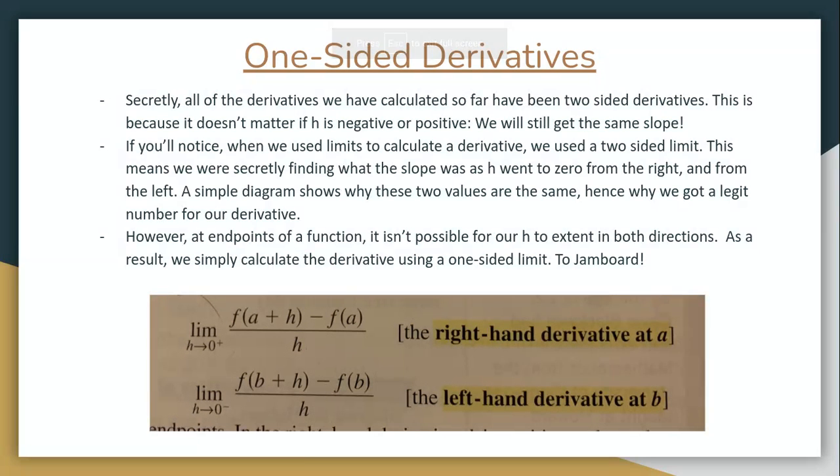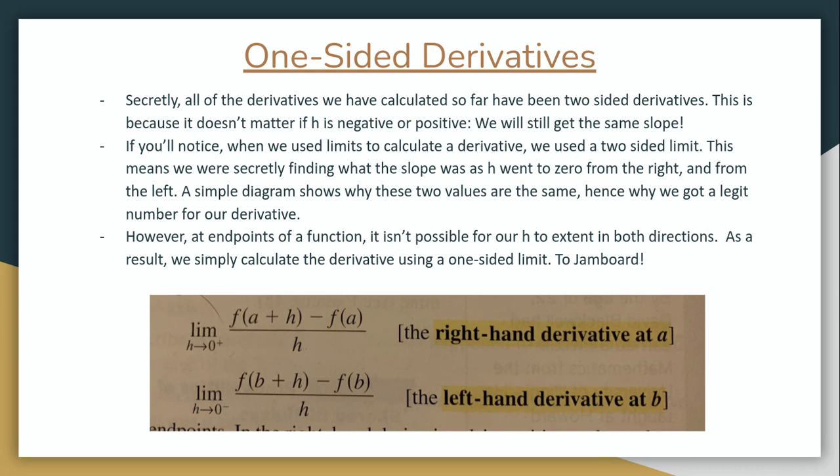This slide here also goes on to explain why the derivatives we've been tackling so far have been two-sided derivatives. It says secretly all the derivatives we have calculated so far have been two-sided derivatives, which is what I said before. And it's because it doesn't matter if h is negative or positive. If the point is to the left or the right, we'll still get the same slope. And I'll just read the slide very quickly.